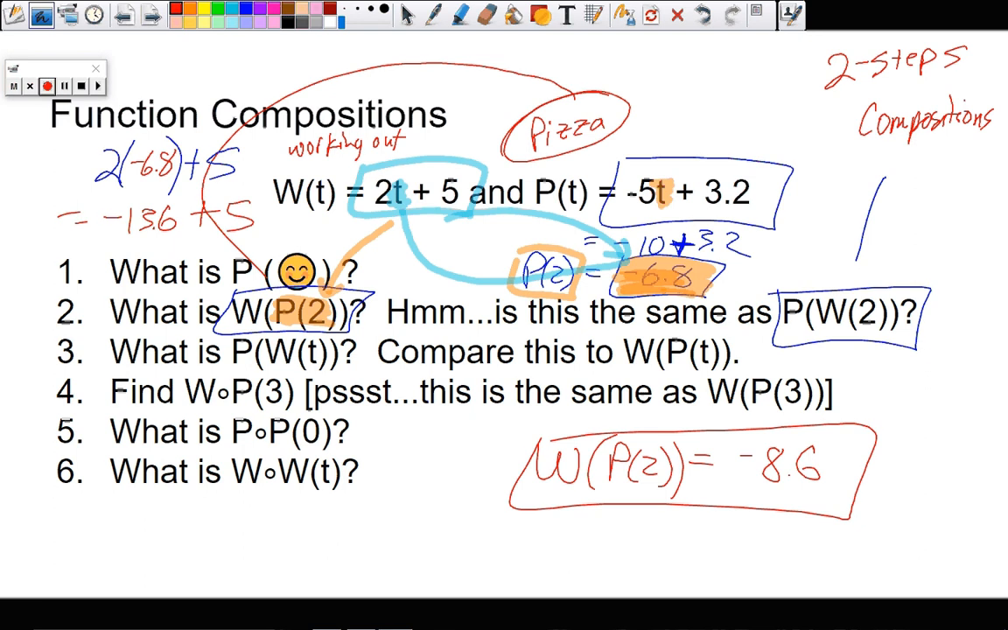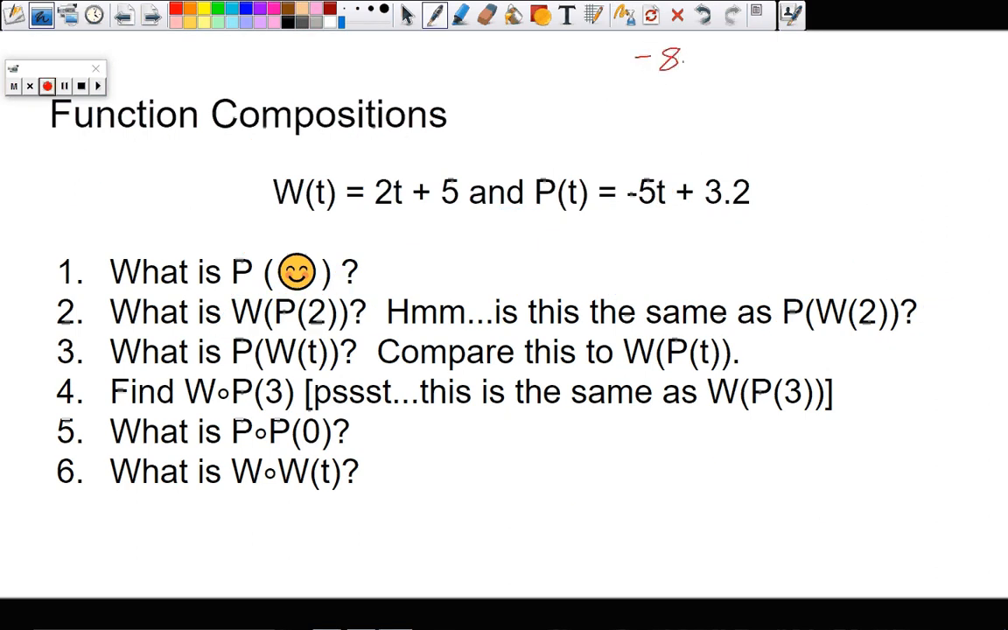Quickly, we're going to do the other way around. We're going to do P of W of 2. Okay? So just remember that negative 8.6. So now, let's plug in 2 into W. So that's going to be right here. Guys, what would I get if I threw 2 into W? 9. So that 9, guess where we're going to throw that into? We're going to throw it into P, right here on the machine that's waiting an input.